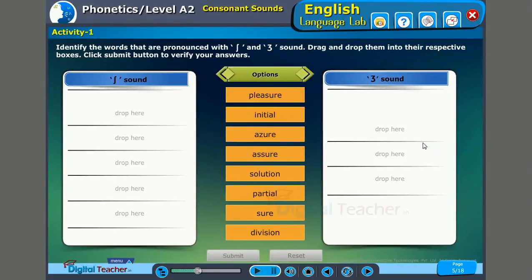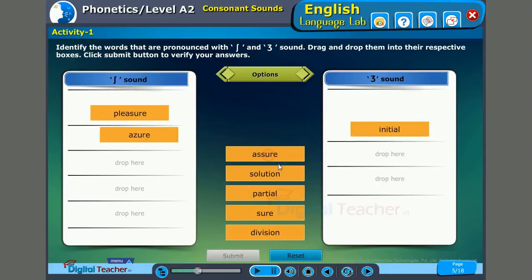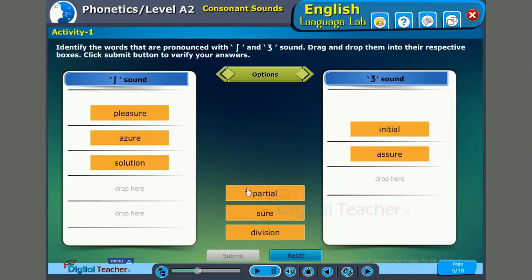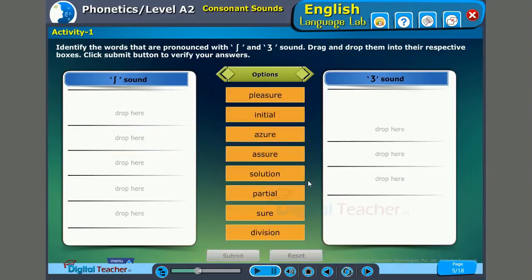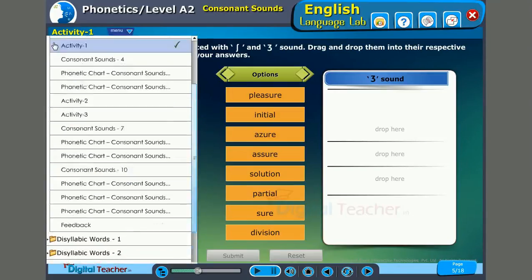Identify the words that are pronounced with sh and j sound. Drag and drop them into their respective boxes. So this is an activity. Click the submit button to verify your answers. These are the options given here, and you have to drag and drop them into their boxes. After that, we click the submit button to verify our answers. These are the correct ones. Like this, we'll have an activity based on the sounds. Now let us go to disyllabic words.